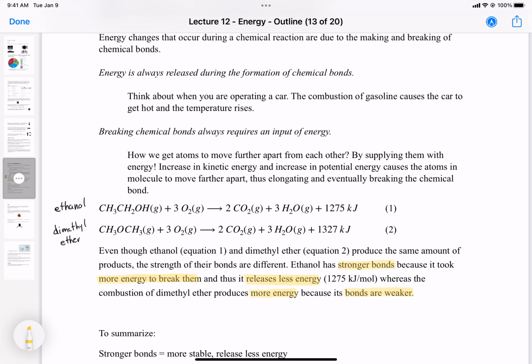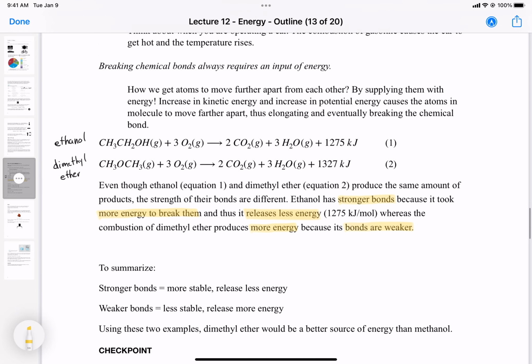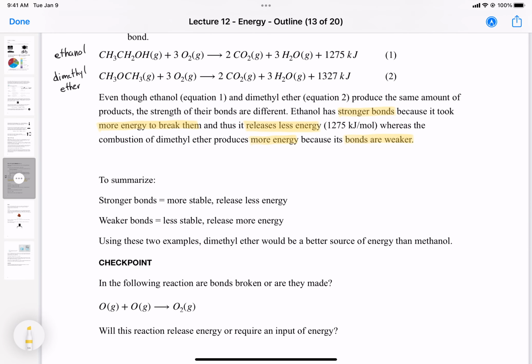Okay. All right. So to summarize this, stronger bonds equal more stable, release less energy. Weaker bonds, less stable, release more energy. So when you're devising energy processes, you want to think about where you get that energy from. That's why we can't really use water to get energy. It requires a lot of energy input.